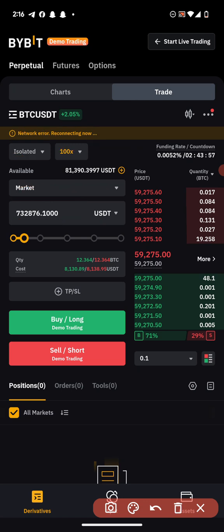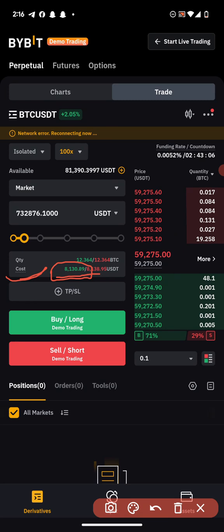Do you understand? However, we have 81,000 here as our balance, and we are using 10%. How to know what you are risking is this cost. You can see cost here, 8,130. So this is what it will cost us. This is what they are going to charge us based on the available balance that we have. This 8,130 simply means that if we enter either a long or short position, that is what we are risking, which is 10% of the available total balance of 81,390.